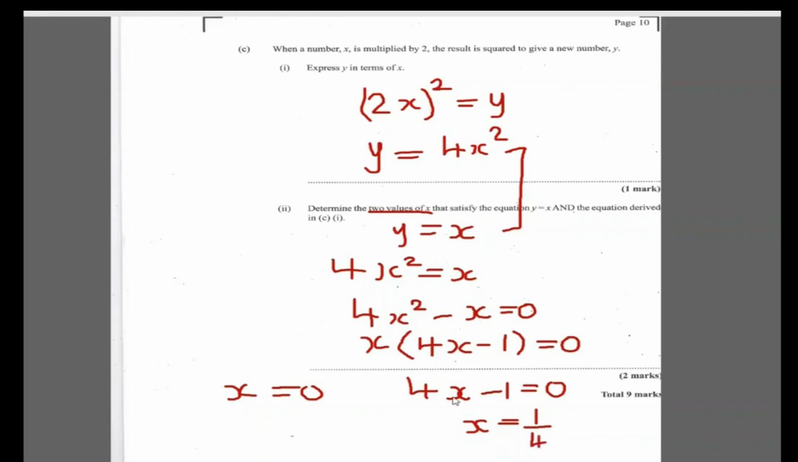All right, if x is a quarter, we get a quarter minus 4 times a quarter, which is 1. 1 minus 1 is 0. So x has to be a quarter. All right, so these are the possible values of x. They didn't want the possible values of y, they just want the possible values of x. So x is 0 or x is a quarter. That's all they said. Nice and easy. They just wanted the two values of x that will satisfy the equation.